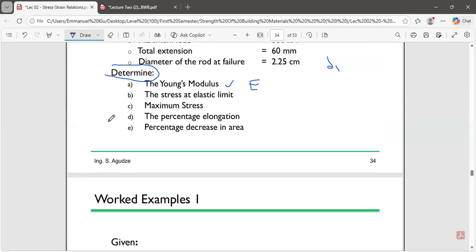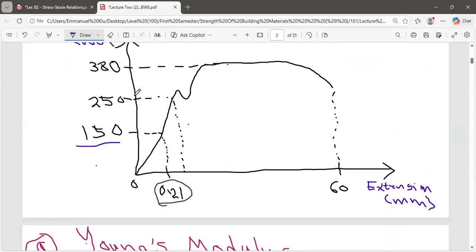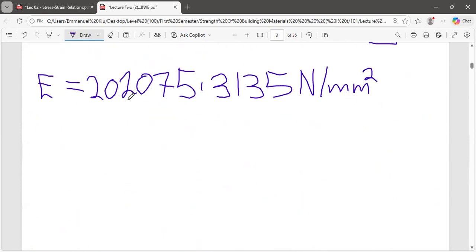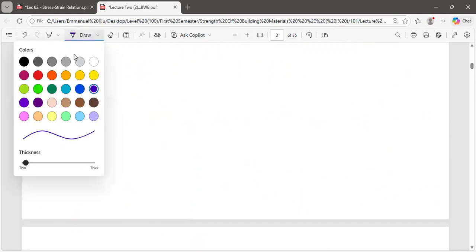So our question B says that we should calculate the stress at elastic limit. What is the stress at elastic limit? Let's go back to our diagram. This is the stress at elastic limit, that is the 250. What is the formula for stress? We all know that stress is equal to load over area. But in this case, they are being specific. They say we should calculate the stress at elastic limit, so you are supposed to use the load at elastic limit over the original area. Let's proceed.